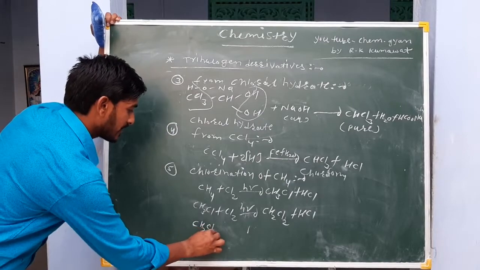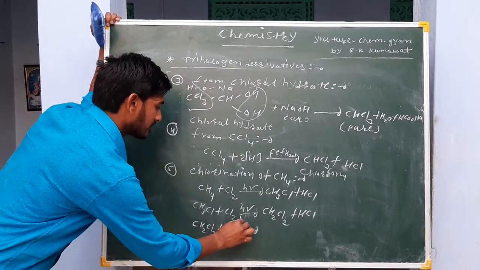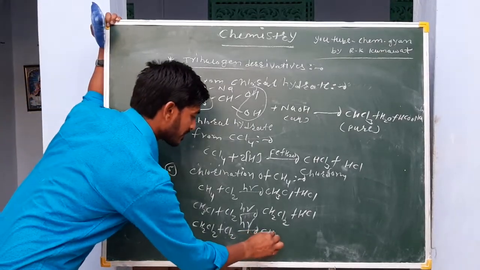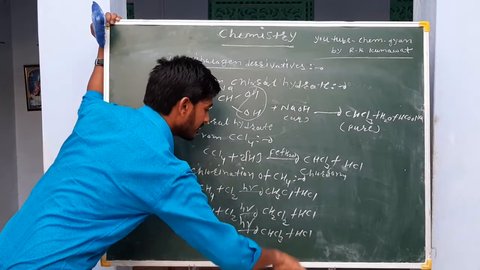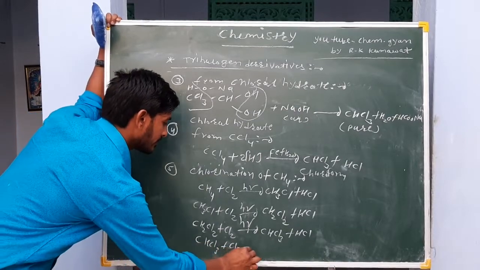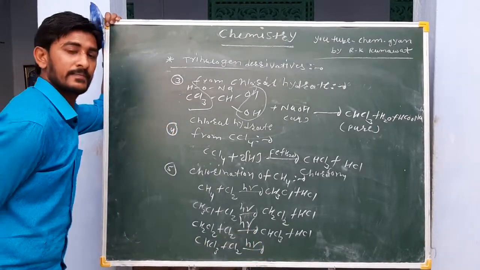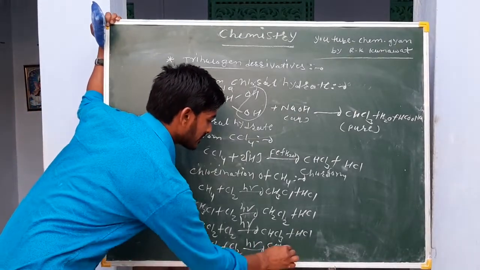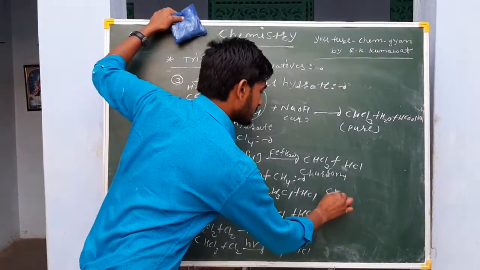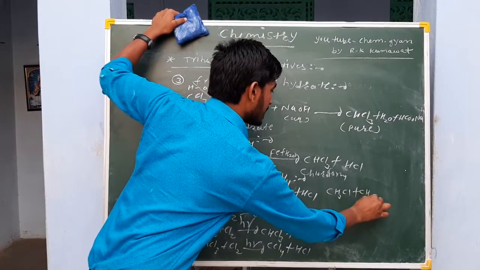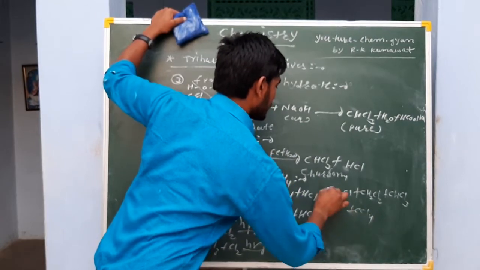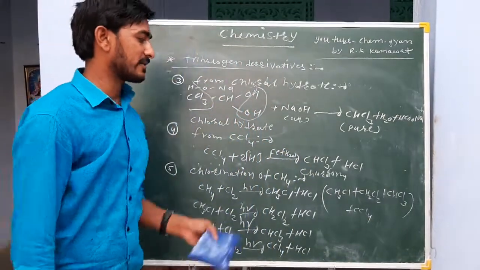Next step, CH2Cl2 plus Cl2 and light, hydrogen removed by Cl atom and product formed is chloroform plus HCl. And the last step, chloroform reacts with Cl2 and light, CCl4 is formed and HCl removed. In this reaction, product CH3Cl plus CH2Cl2 plus chloroform and CCl4 is formed as a mixture.